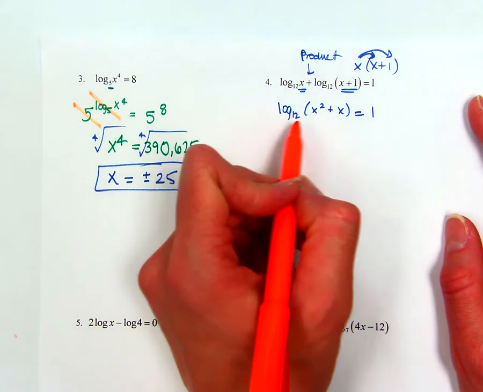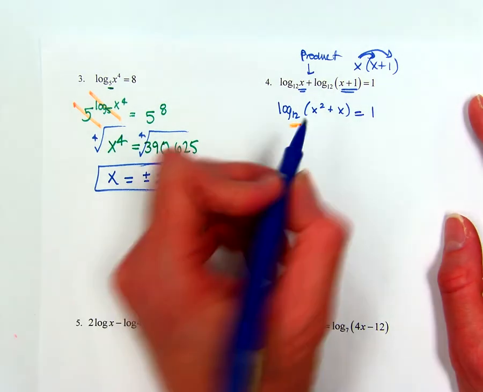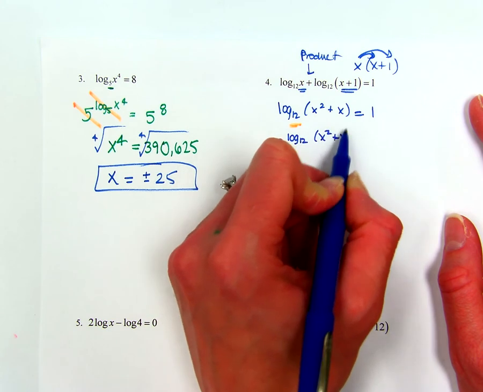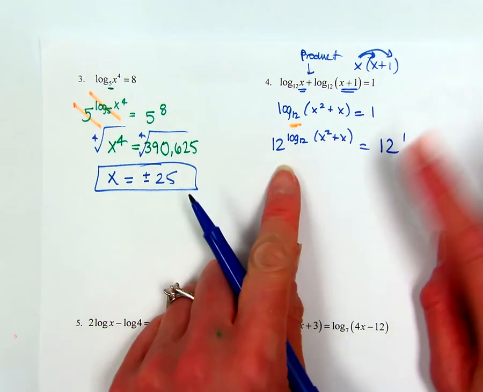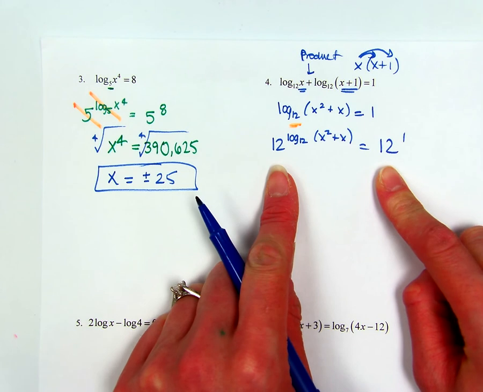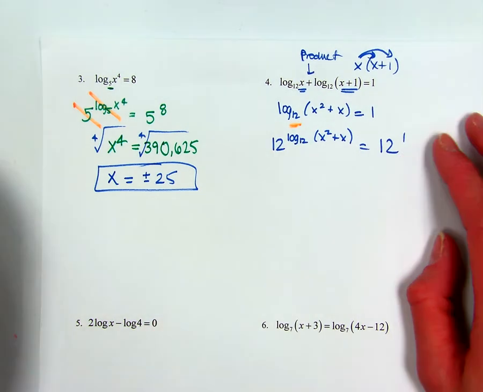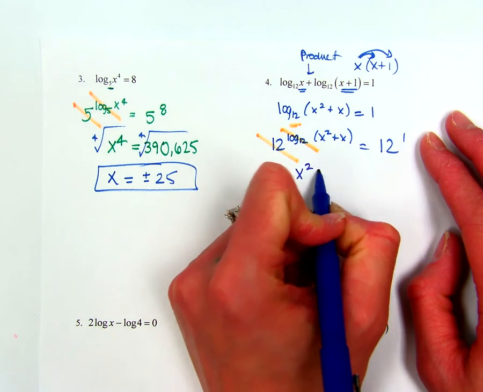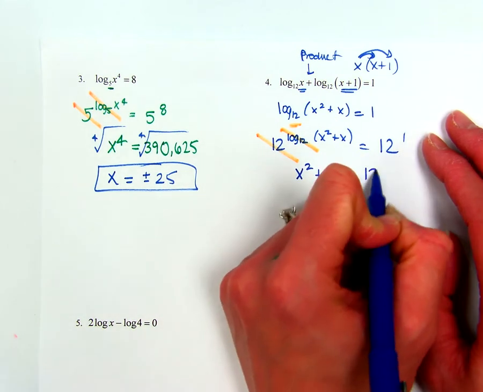All right, so now I need to look at what's my log base. That's 12. I'm going to do 12 to the log base 12 of x squared plus x equals 12 to the first. So you're making sure you do the same thing on both sides, 12 to these powers. All right, so my 12 and log base 12 cancel. I have x squared plus x equals 12 to the first is 12.